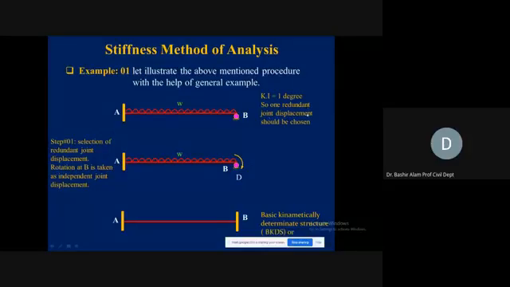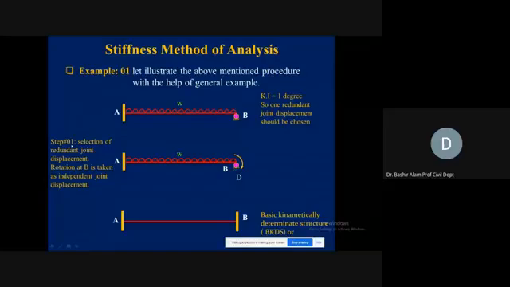In this orange color, you can see the kinematic indeterminacy is equal to 1 degree. So one redundant joint displacement should be chosen. Which one is that? This is the rotation at B. The translation in the horizontal direction at B we are ignoring, because we take the axial effect in this member as equal to 0. It is not going to be compressed or elongated because of these forces. That is negligible. If you take that also, then it becomes 2 degrees indeterminate.